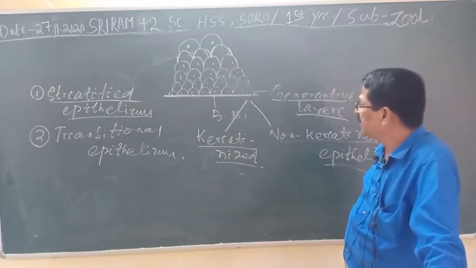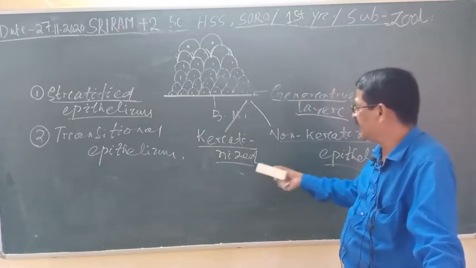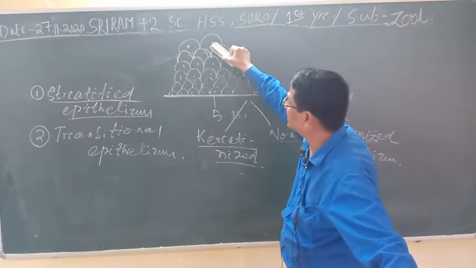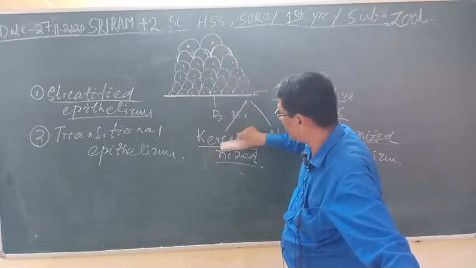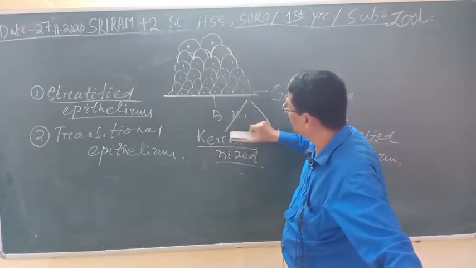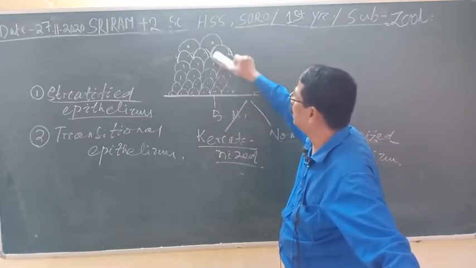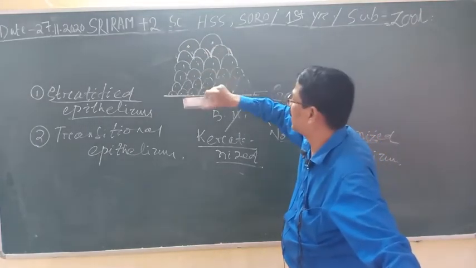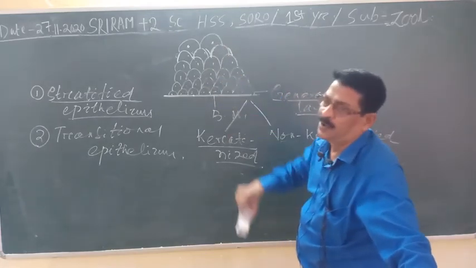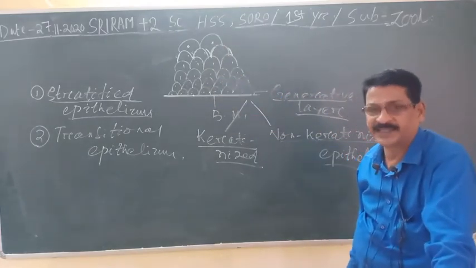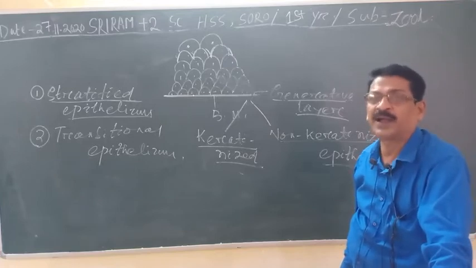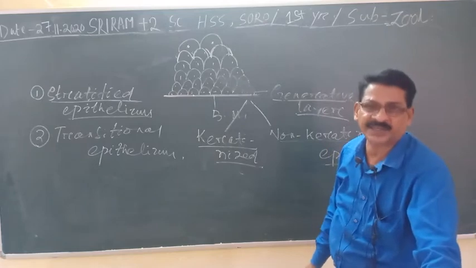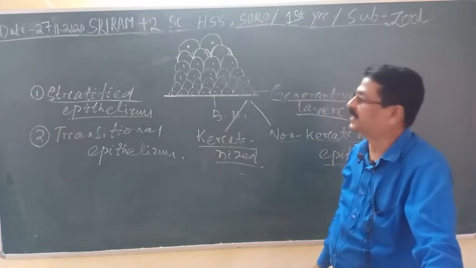And it is of two types. One is keratinized, another is non-keratinized. In keratinized, the cells of the outermost layer contain keratin. Keratin is an insoluble dead protein deposited in the cells of the outer layer. So the outer layer becomes dead, waterproof and non-nucleated. It is found on dry surfaces like the epidermis of our skin.